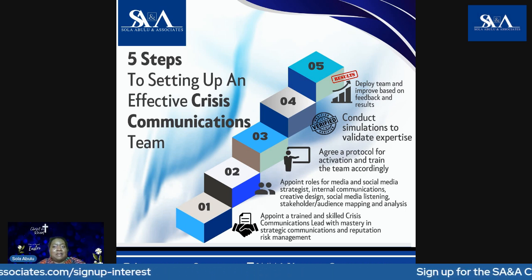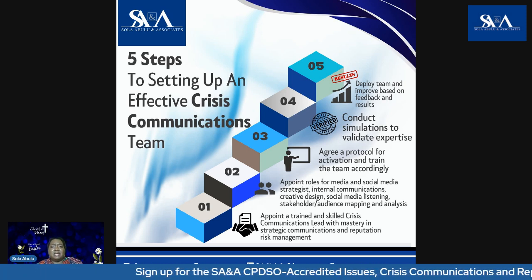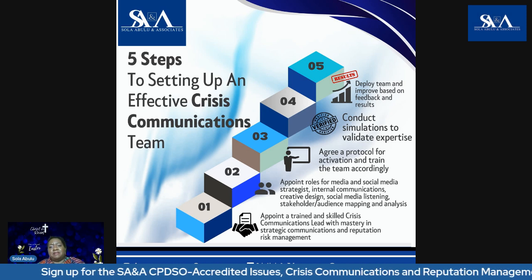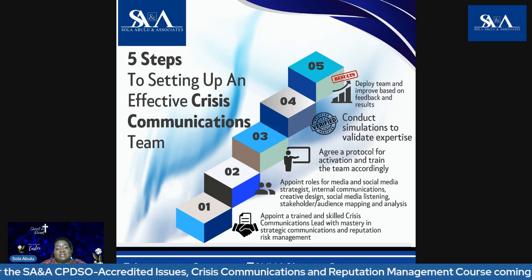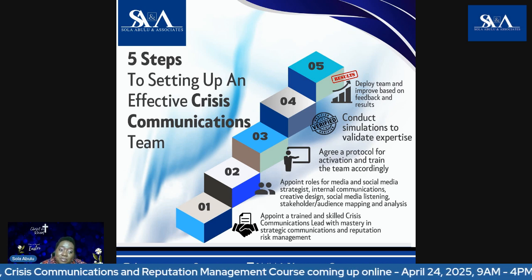And then when there is a need, we deploy that. When there's an issue or a crisis or a near crisis, which sometimes happens, you deploy the team, you observe how they do, and then you improve based on feedback and results. That's the way it's done. This is the 5-step setup for effective crisis communication. The best time to set it up is before crisis hits. So don't wait.